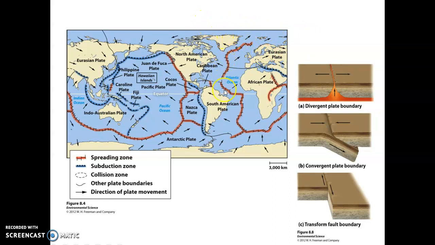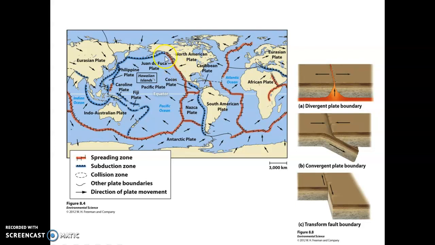So this is the boundary of the plate, and you can see it's not on a coastline. And you can also see the direction shown by the arrows. Sometimes it's this way, sometimes it's a little bit that way.